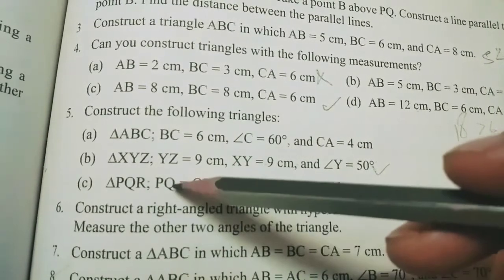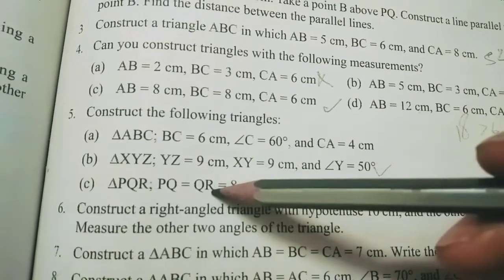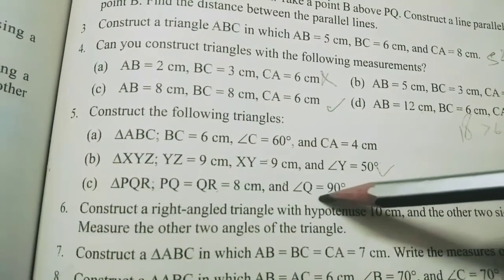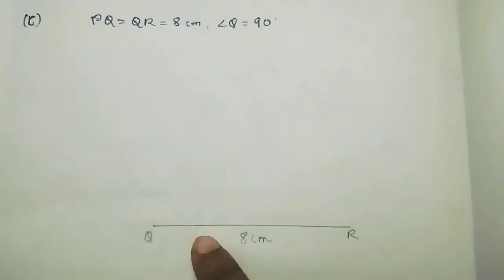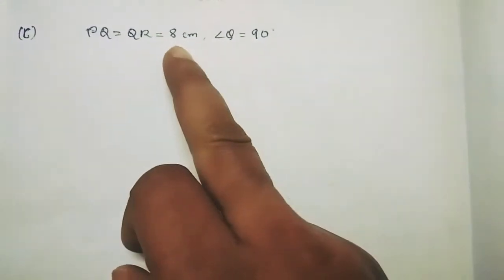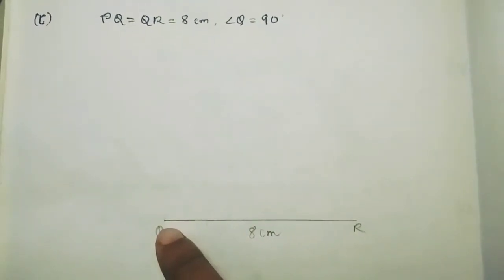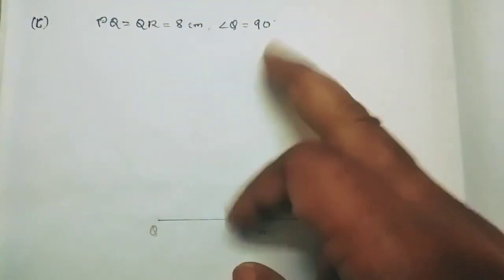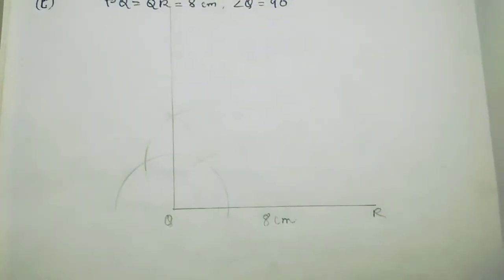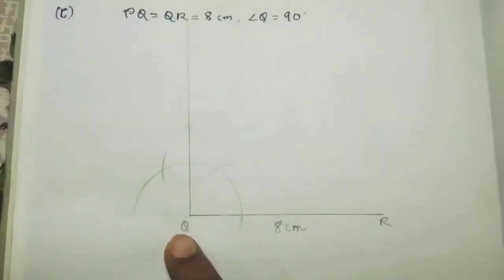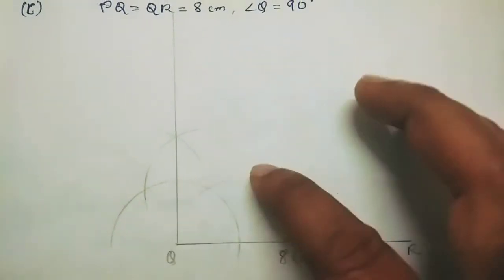Let's see question number C. Draw triangle PQR where PQ equal to QR. That means 8 centimeter. So both the sides are equal like this question and angle Q is 90 degree. Okay, let's see. So now we have taken QR as base. Okay, so PQ and QR are given 8 centimeter and we have taken QR as base. Now from Q we will make 90 degree because angle Q is given 90 degree. So from Q we will construct 90 degree using compass. Okay, so we have drawn 90 degree. From this Q point by using the compass you can see we have drawn 90 degree angle.